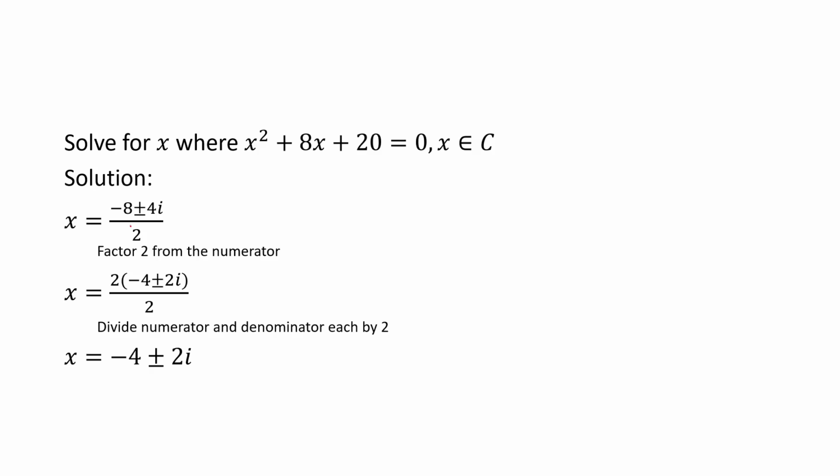We have a 2 in the denominator, and we'd like to be able to cross that out with the numerator if possible. We common factor out a 2 from the numerator, and we can cross these out, and we're left with x equals -4 plus or minus 2i.